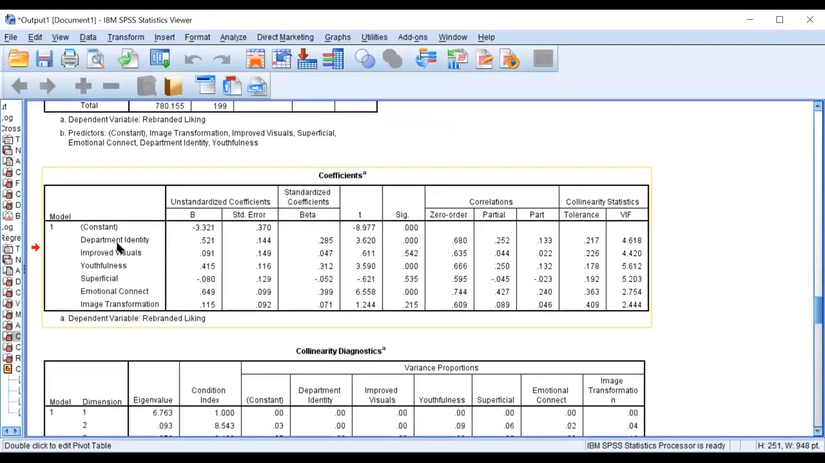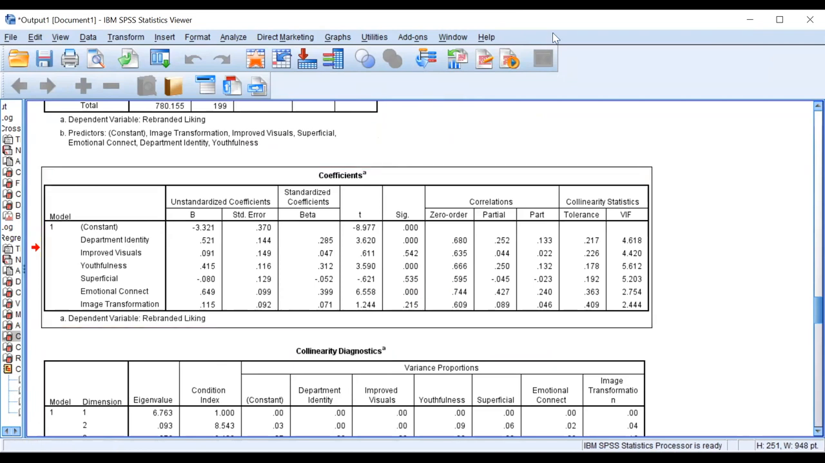The significant predictors are departmental identity, having a p-value less than 0.05. Youthfulness is again significant, having a value less than 0.05. And emotional connect again has a significance p-value of 0.00, less than 0.05. So they are the significant predictors.